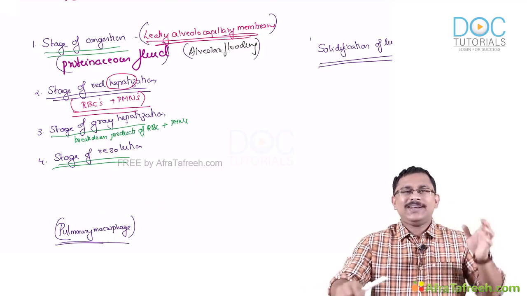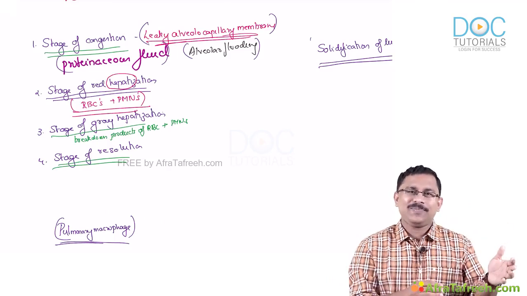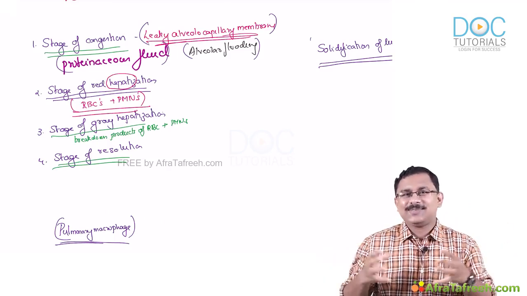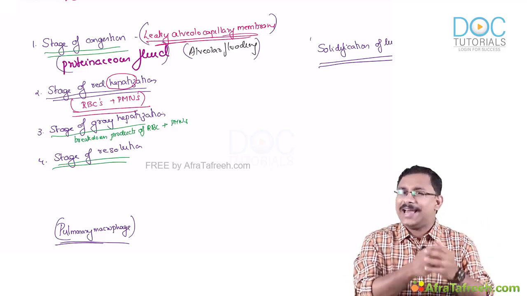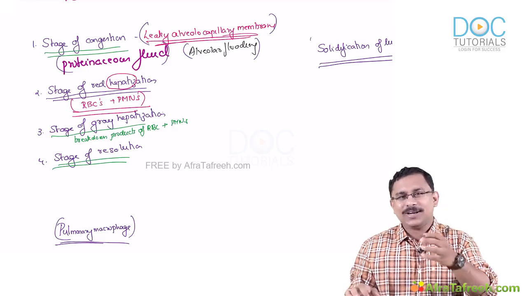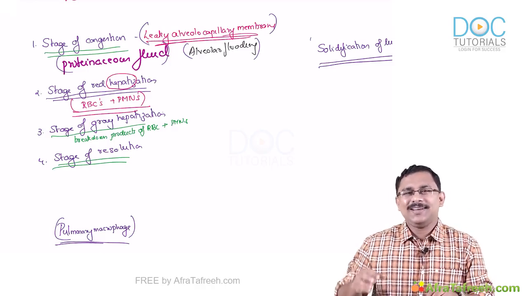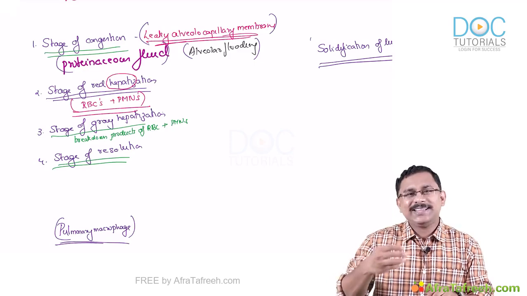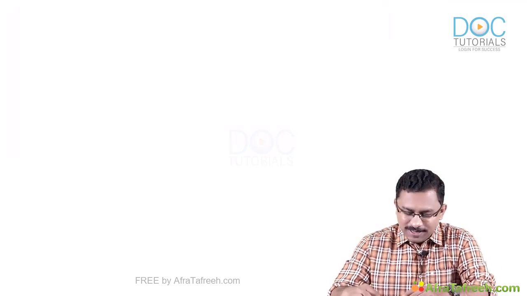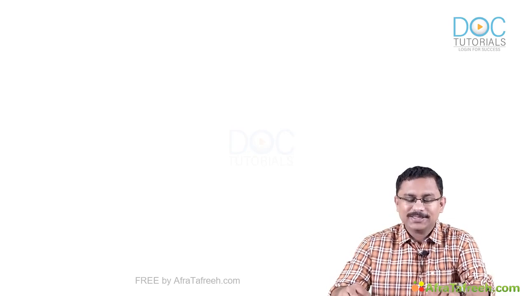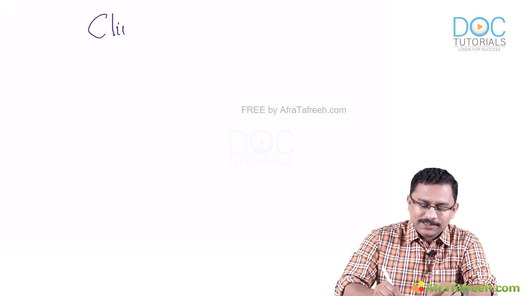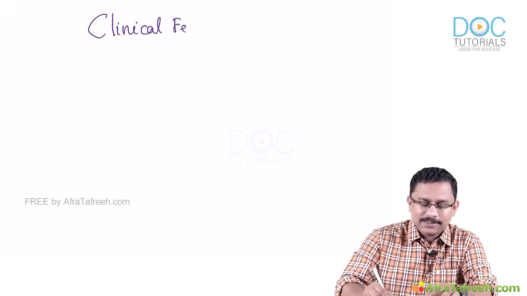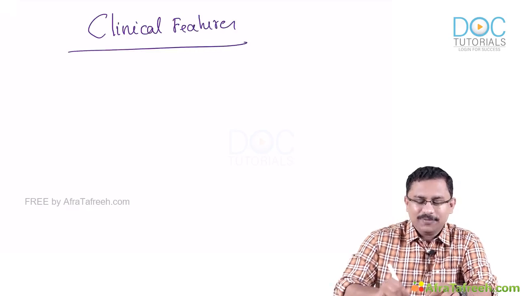So you have understood so far what is pneumonia, the whole list of organisms that can cause pneumonia, and MCQs pertaining to each individual organism, and again what is lobar consolidation, what is bronchopneumonia, and the stages through which pneumonia can proceed. Now let's see the clinical features of pneumonia. How do they clinically present? That is very important. So, clinical features of pneumonia.